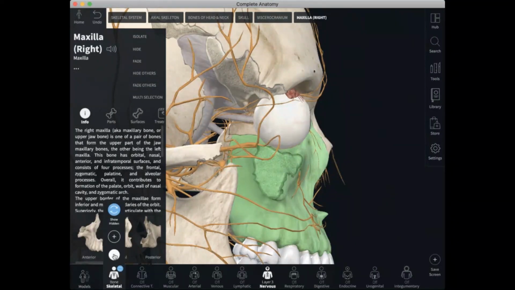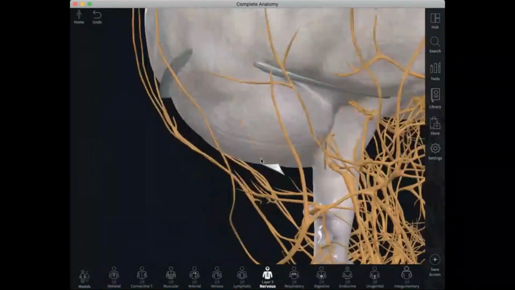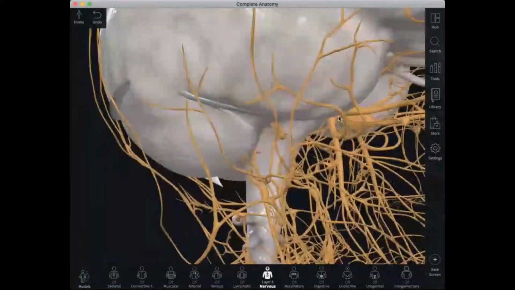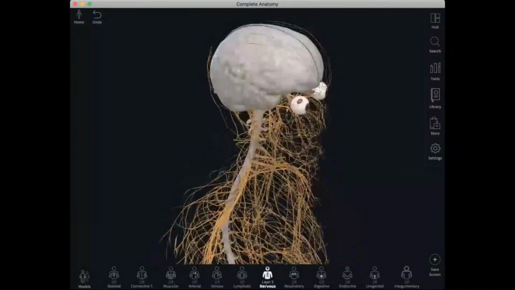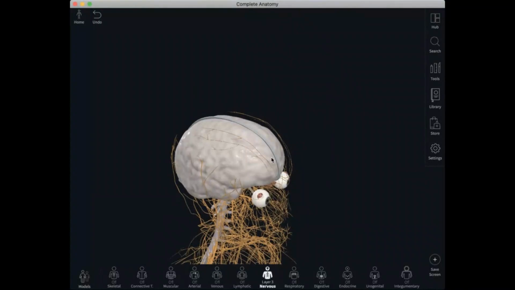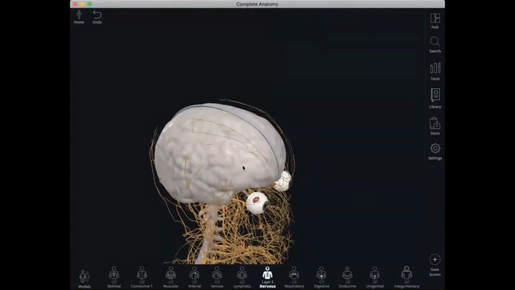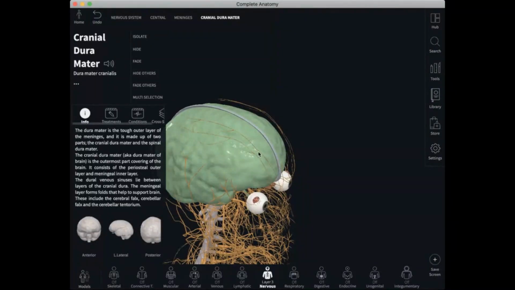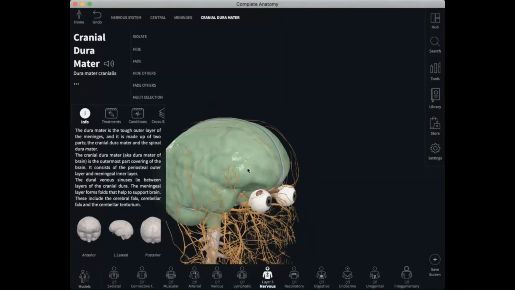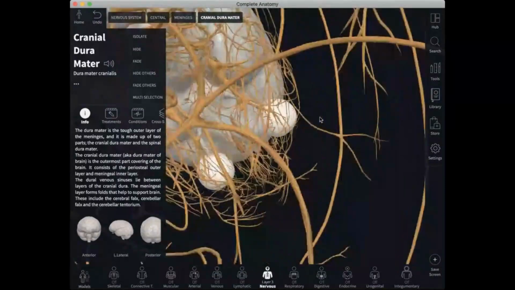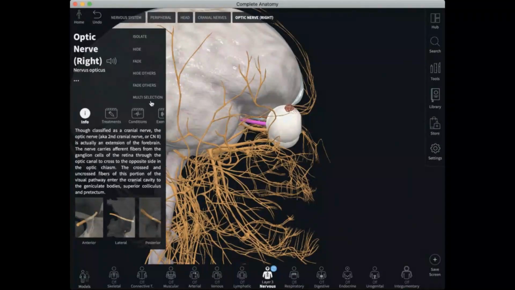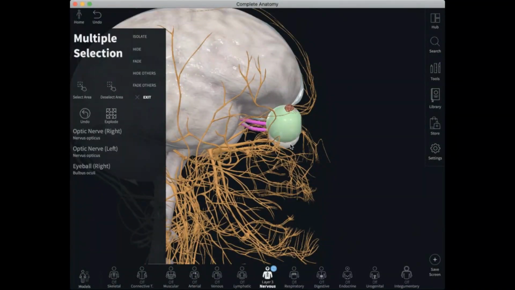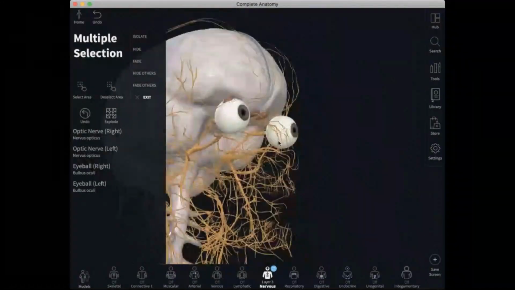Now I will remove all the bones, and when I remove this dural sheath, you can see the optic nerve clearly. Here is the extension of this optic nerve. Now you see this is the optic nerve. This is the right optic nerve, and this is the left optic nerve, and this is the right eyeball and the left eyeball.